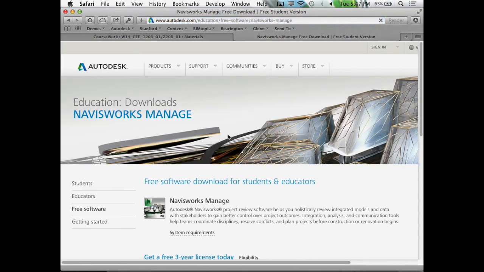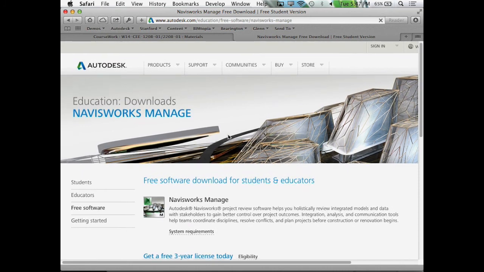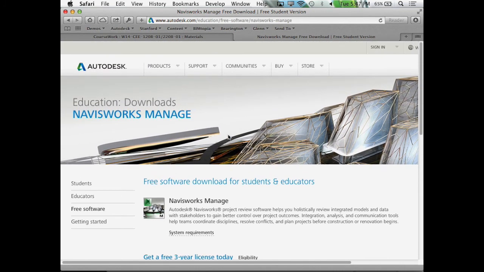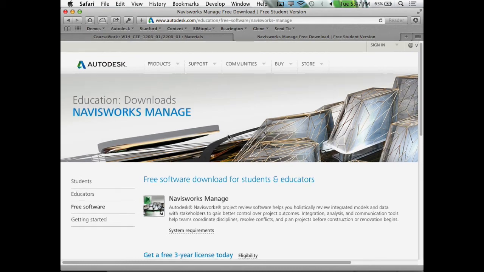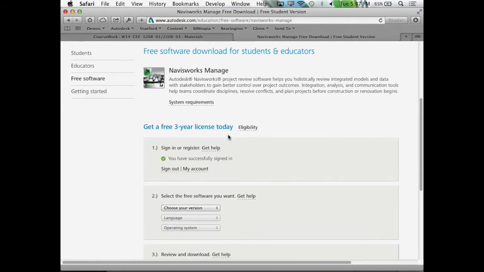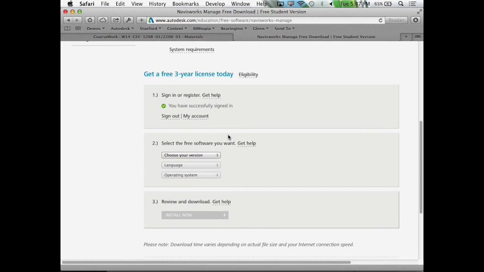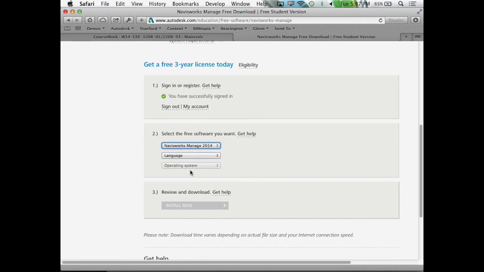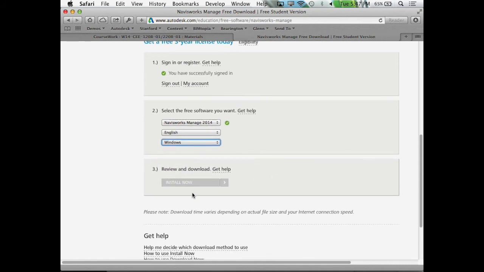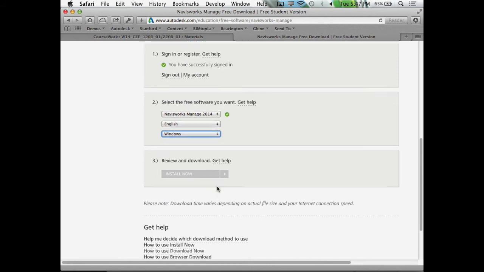If you go to any of those URLs, it'll take you to the Autodesk Education community. Within there, you'll find, like this is the place for Navisworks. Get a 3-year license today. You are eligible. Choose your version. Choose your language. Choose your operating system, and then install now.